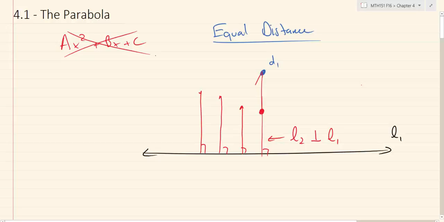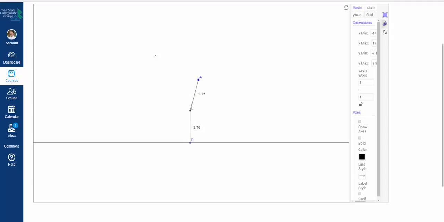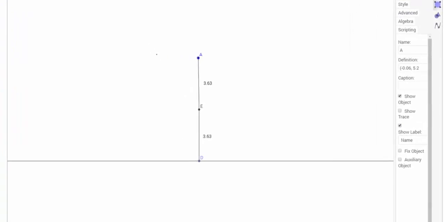So if this is a distance, there's a distance, and those lengths are the same. And these 2 lengths are the same. And these 2 lengths are the same. So here's a dot A, and there's a dot D on the line, and there's a point E in between them. And you can see I've measured the length from A to E and from E to D. And you can see it's the same length, 3.63. So what happens if I move D?